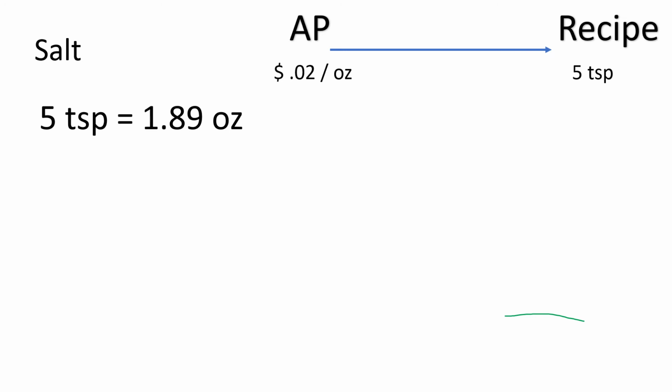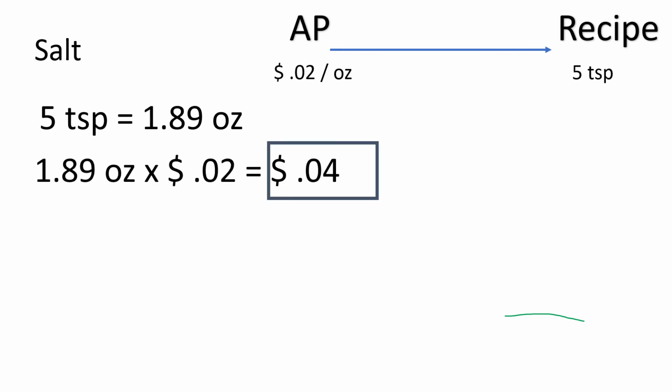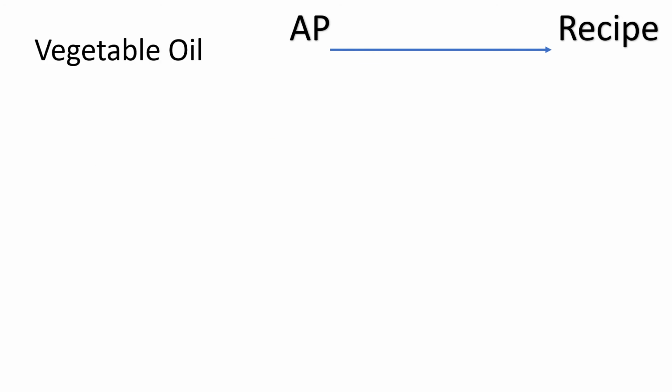So 4 cents for our salt. 1.89 ounces times our 2 cents each gives us 4 cents. Vegetable oil, last one. Okay, last one. We're 35 minutes in. Whew, I know.